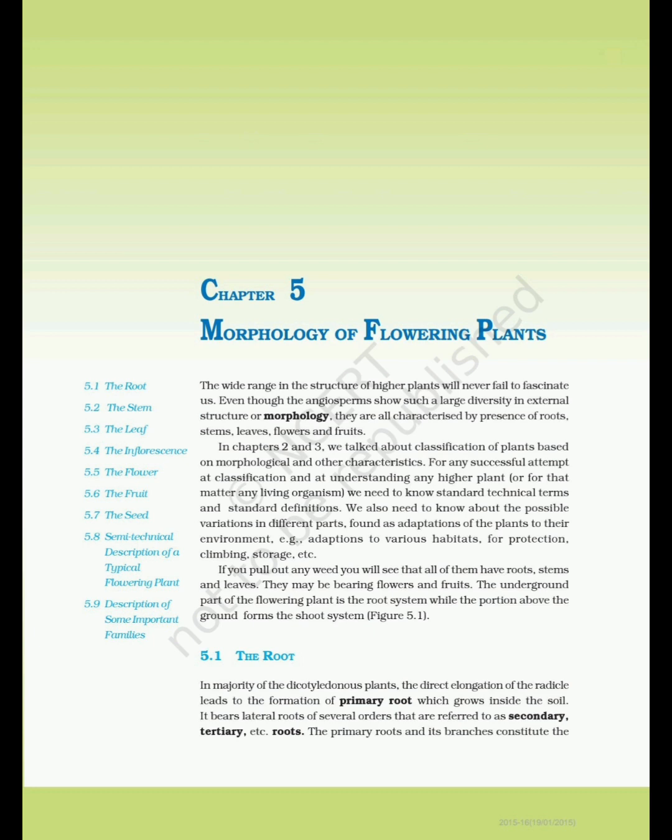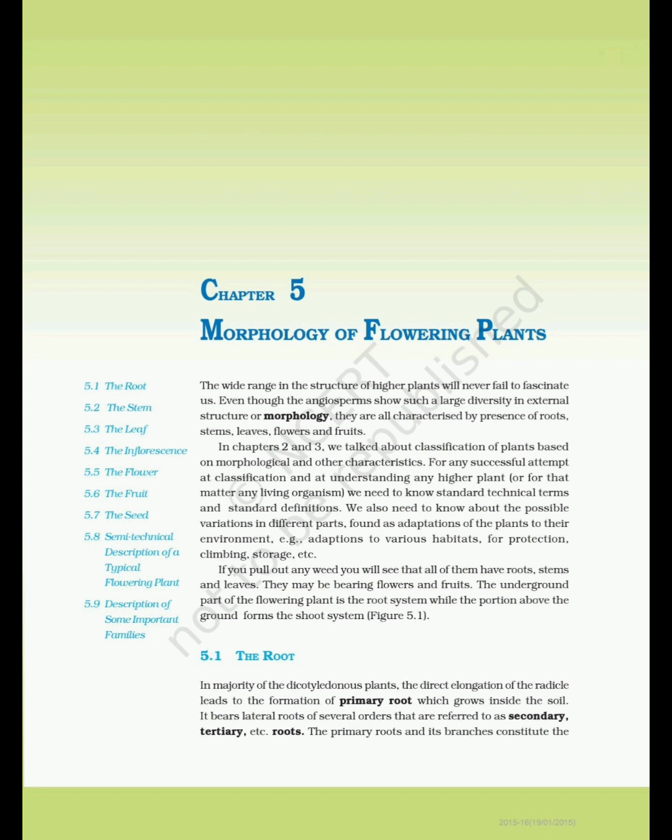If you pull out any weed, you will see that all of them have roots, stems, and leaves. They may be bearing flowers and fruits. The underground part of the flowering plant is the root system, while the portion above the ground forms the shoot system. Figure 5.1. 5.1 The root.